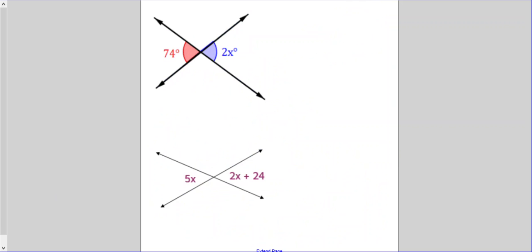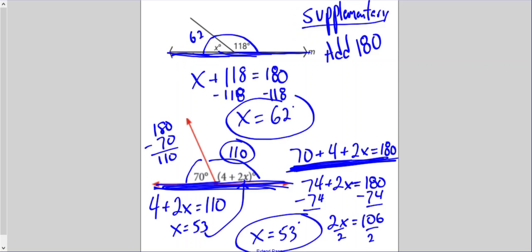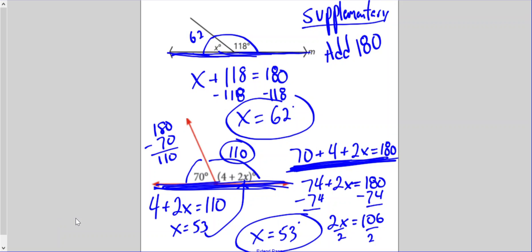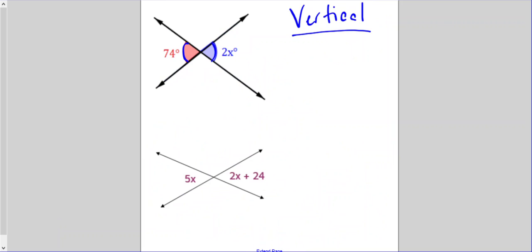All right, and our last set is vertical angles. We don't have equations for adjacent angles because we don't know what adjacent angles really add up to or equal. We know that supplementary angles add up to 180, complementary angles add up to 90. That's where these equations are coming from. Those two add up to 90. These two add up to 180.